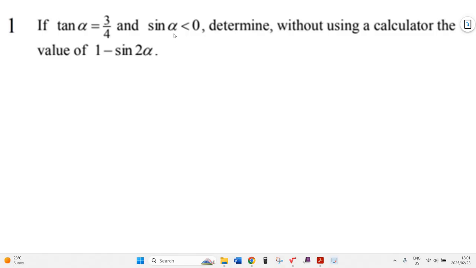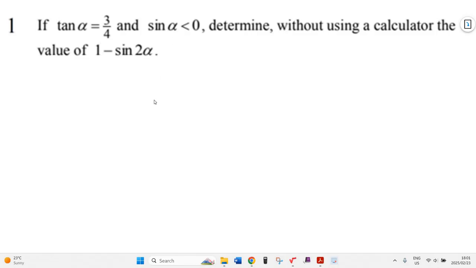They tell us that the sine is less than 0, so the sine is negative. Well, there's two places this could be. It could be in the third quadrant or the fourth quadrant. But tangent is positive. Well, the only place where both of those things happen is the third quadrant. So that's the place where tangent is positive and where sine is negative.